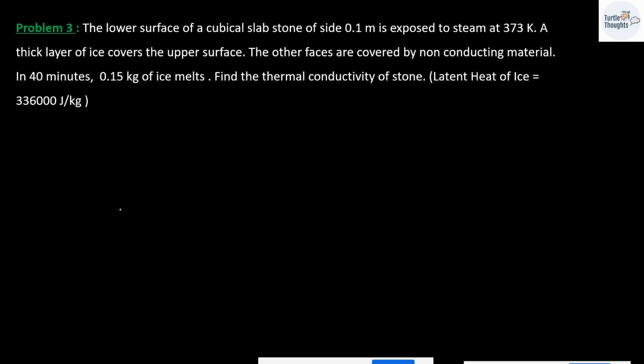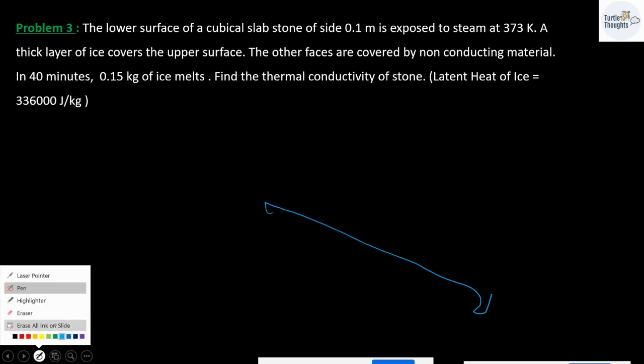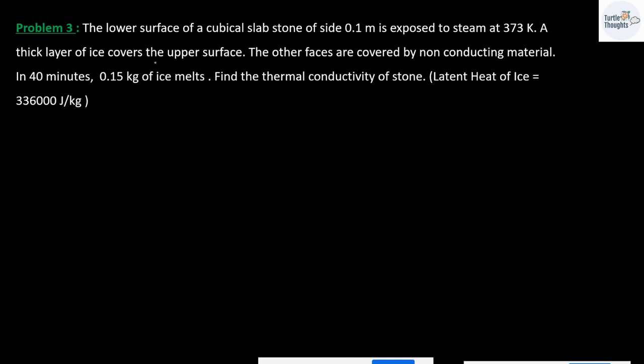Moving on to the third problem. It is also similar to what we have considered just now. The lower surface of cubical slab stone of side 0.1 meter is exposed to steam at 373 Kelvin. A thick layer of ice covers the upper surface. The other faces are covered by non-conducting material. In 40 minutes, 0.15 kg of ice melts. Find the thermal conductivity of stone.